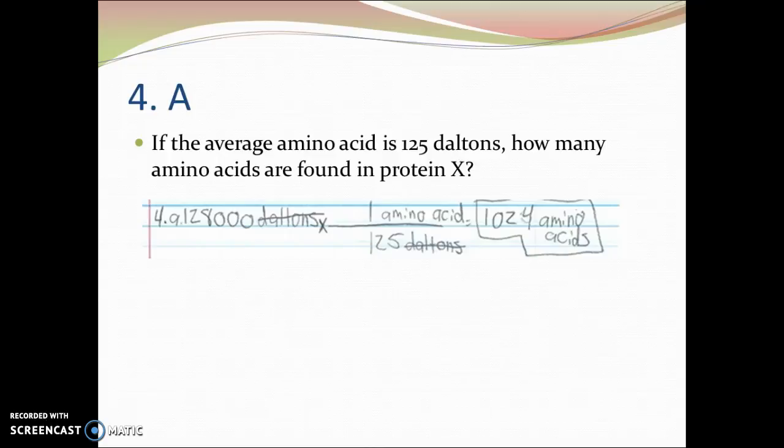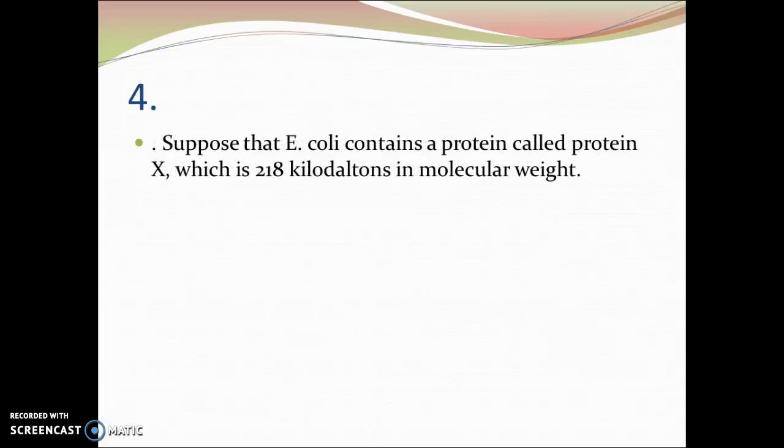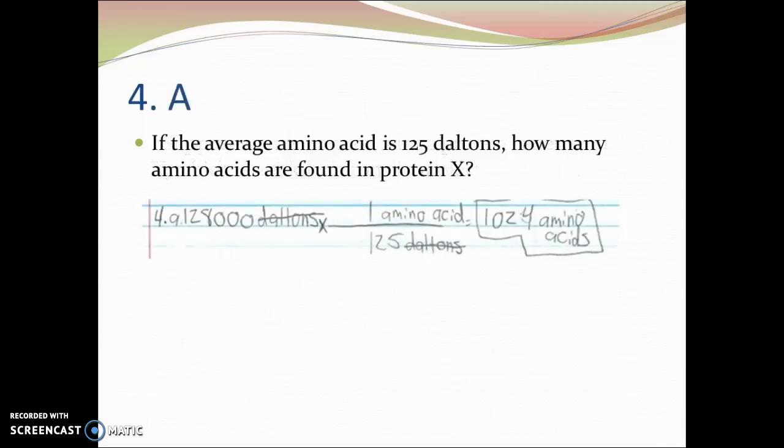The 125 daltons for the protein X, the 218 kilodaltons is equal to 218,000 daltons, but there ends up being 1,024 amino acids.